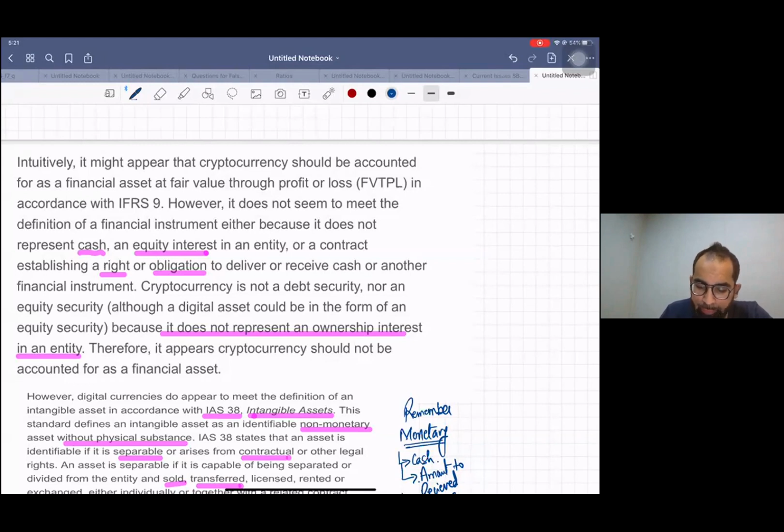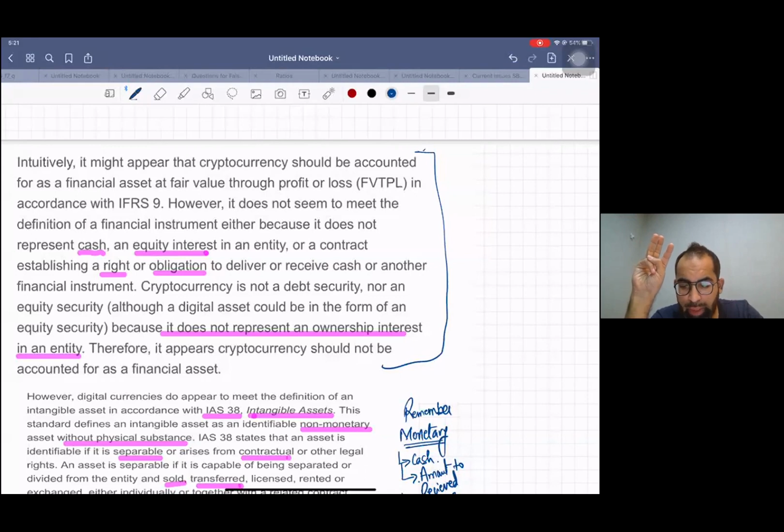Whatever I told you, it's written in this paragraph, and yes, this paragraph I have taken from the ACCAglobal.com article. Okay, so now let's summarize it. Cryptocurrency is not cash. We proved it. Cryptocurrency is not cash equivalent. We discussed it. Number three, cryptocurrency is not a financial instrument as well.